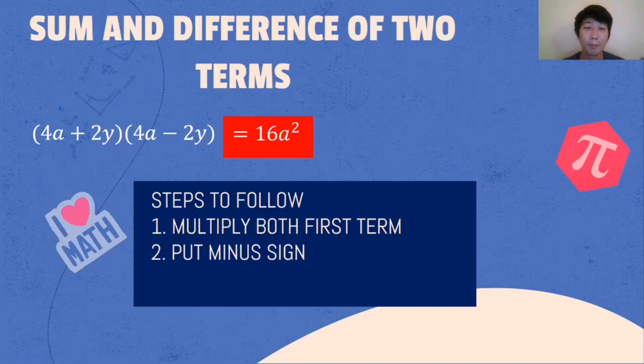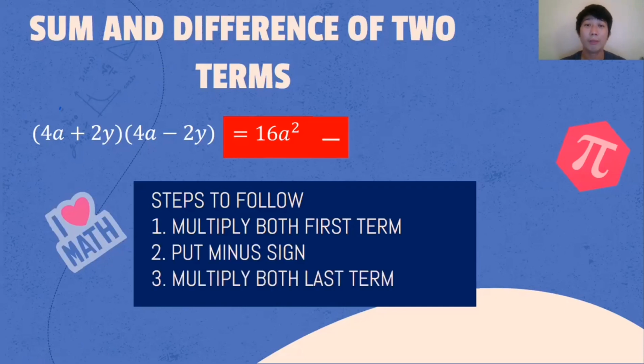Next step, put a minus sign. On the third step, multiply both last terms. We have 2y times negative 2y. That is 4y squared. As simple as that. That is sum and difference of two squares. I hope you got it. Let's move on to the next one.